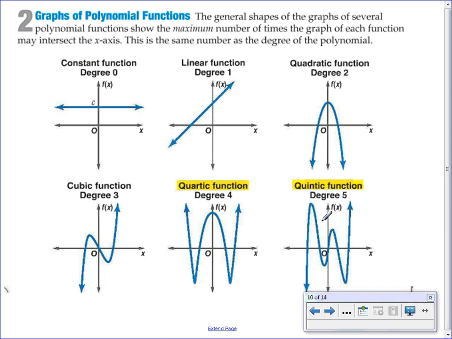All right. Now, what we're looking at is that the degree describes the maximum number of times that this thing could cross the x-axis. This thing's going to cross once. This one's going to cross twice. Now, it may be a function that does this, and it's not going to cross at all. That's why they say the maximum number of times.